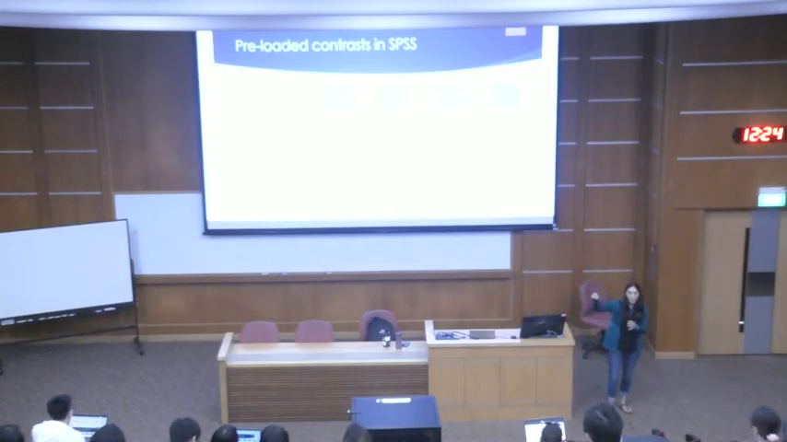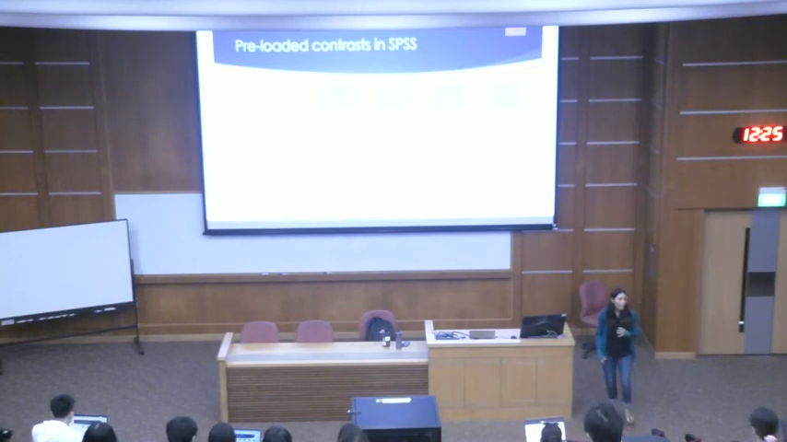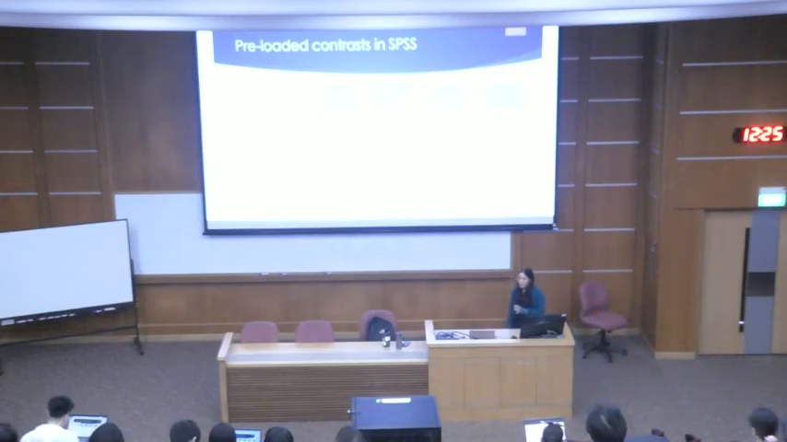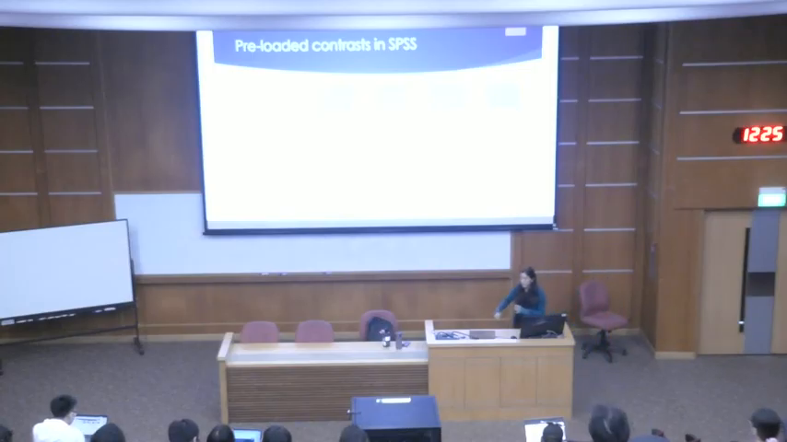Helmert means you compare the first against the combination of everything that comes after it. Then you compare the second against everything that comes after it. Then the third against everything that comes after it. So each level gets compared to the combined groups that are later.